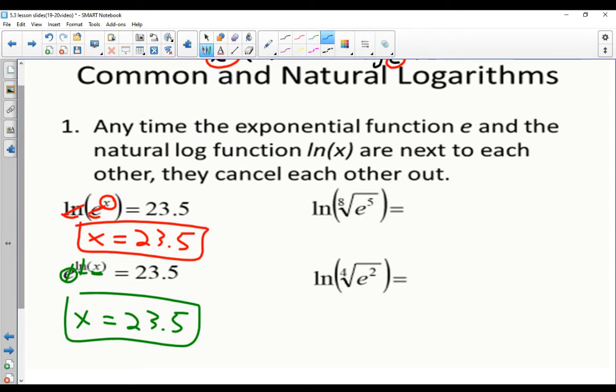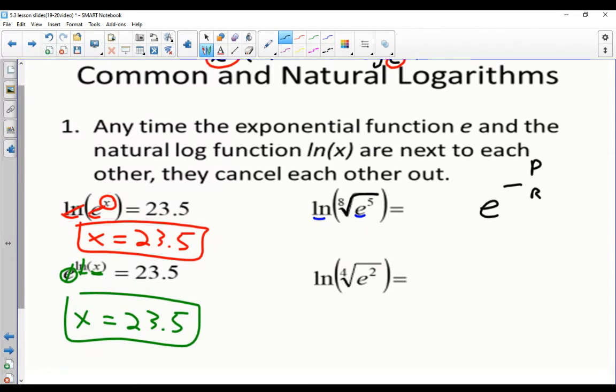Now look at the examples on the right. This time, the natural log and the e, they're not directly next to each other. There's a root in the way. However, remember, you can do power on top, root on bottom. Sorry. Power on top, root on bottom.